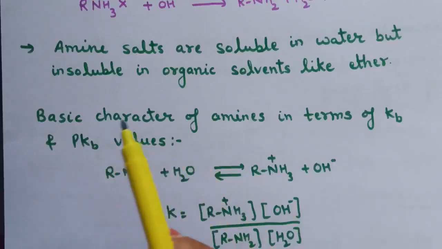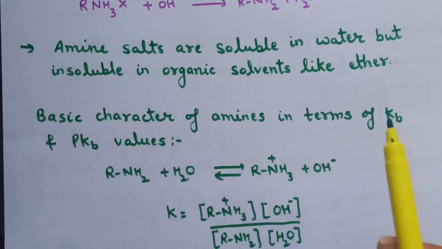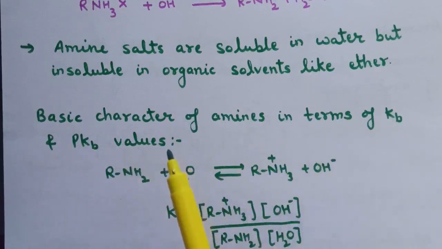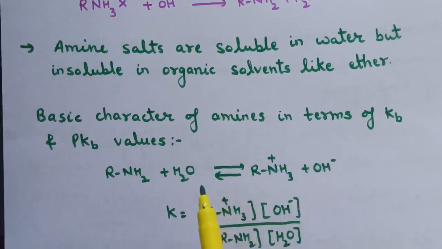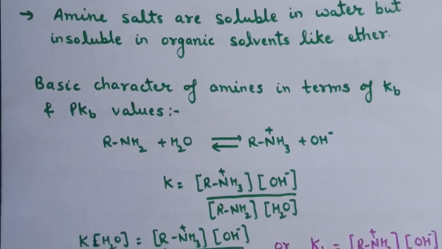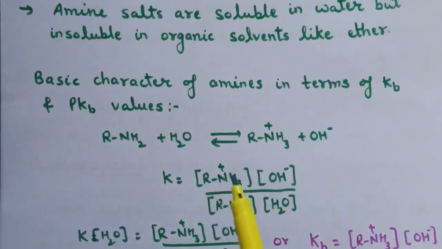Now next is basic character of amines in terms of Kb and pKb values. So here is the reaction of amine with water. So here RNH3 positive plus OH negative are the products. Now if we want to write down the expression of K, then it will be concentration of product upon concentration of reactant. So here is the expression: concentration of RNH3 positive, OH negative upon RNH2 and H2O.